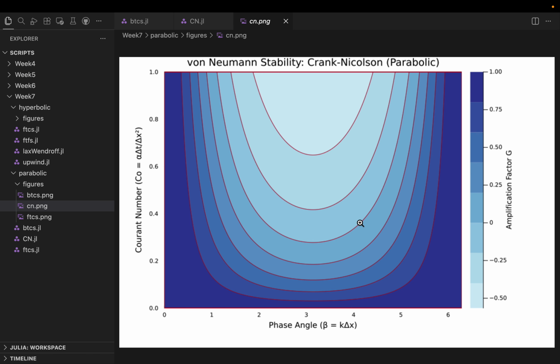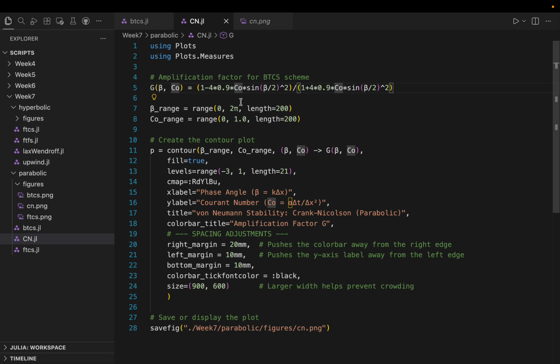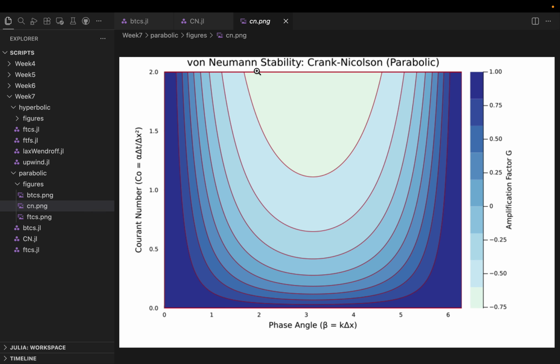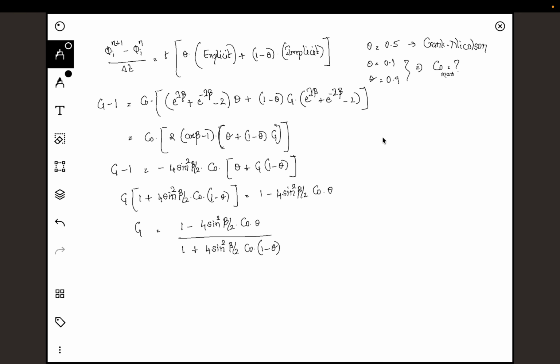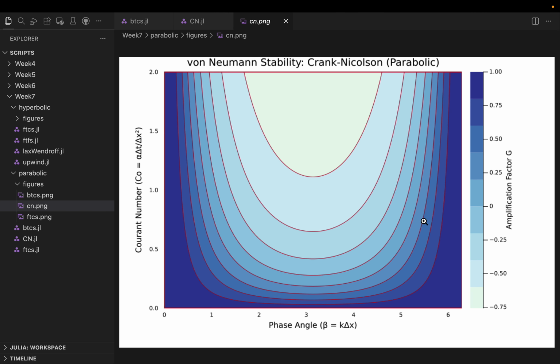But still it is, sorry, unconditionally stable for Courant number up to 1. Well, let's increase this from 2. So we used a value of theta equal to 0.9, which is close to the explicit formulation, but still the method is actually unconditionally stable.